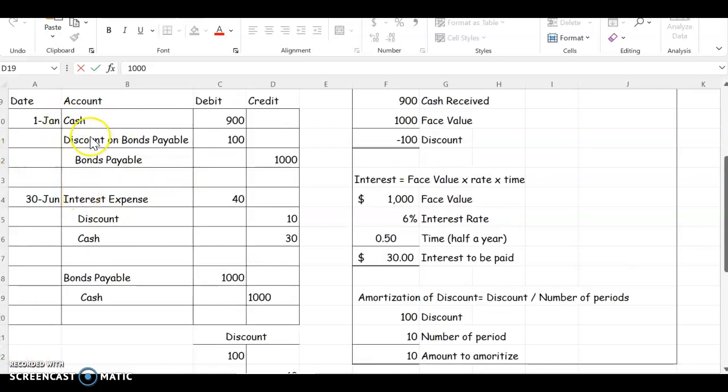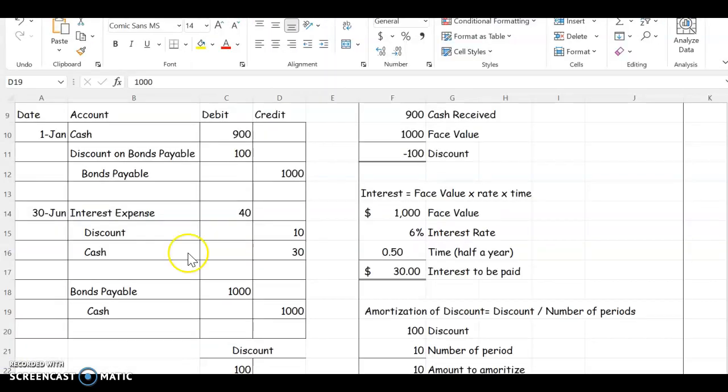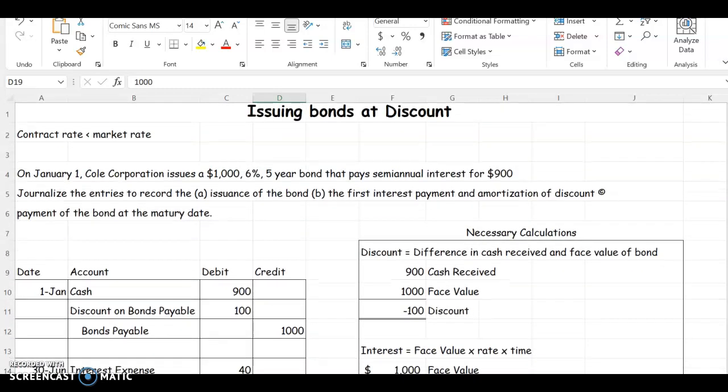So just a quick recap here. Here's how we generalize the entry for the issuance of the bond at a discount, the payment of interest expense, as well as the amortization of the discount. And then finally, the retirement of the bond. That's the repayment of the bond at the end of the 5 years. Let me know if you have any questions about this. On the next video, we are going to do the same thing, except we're going to learn how to account for a bond at a premium.